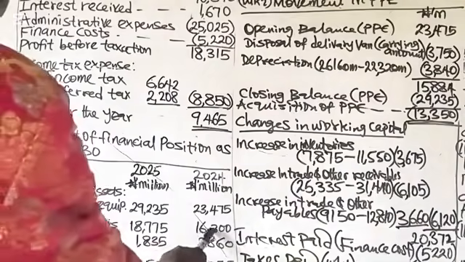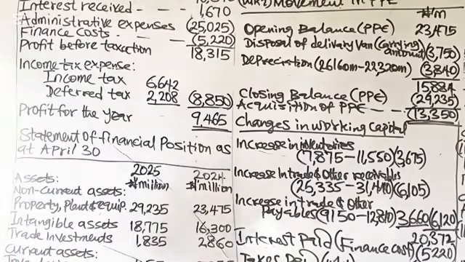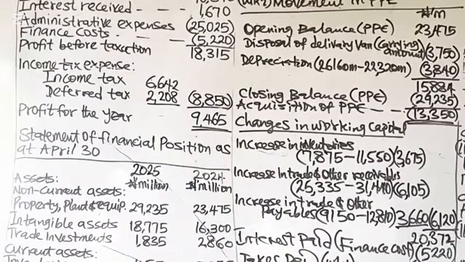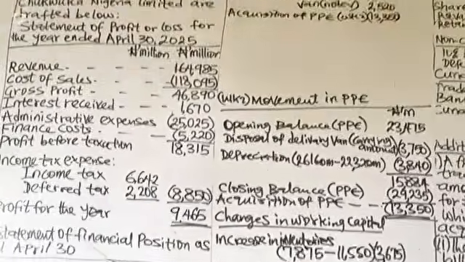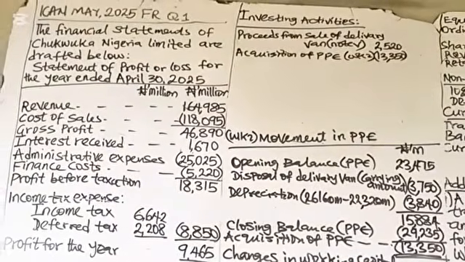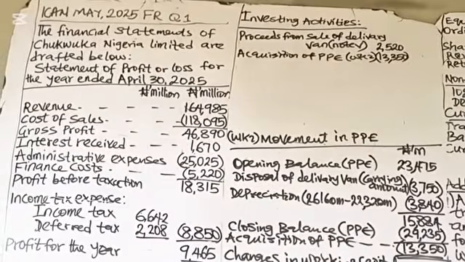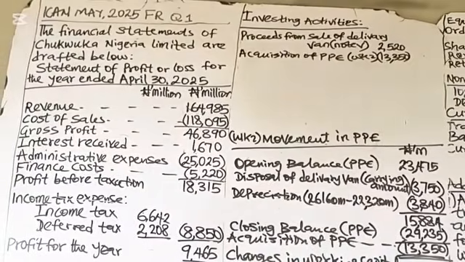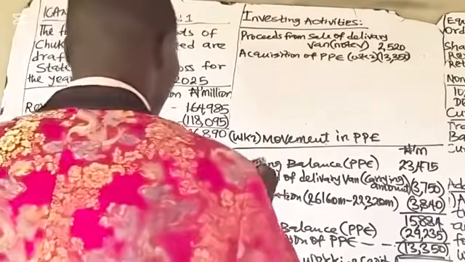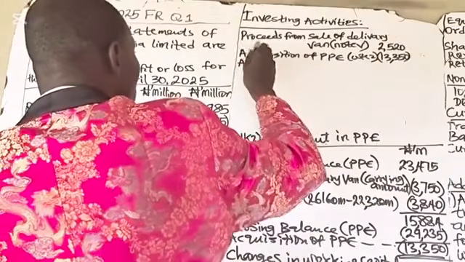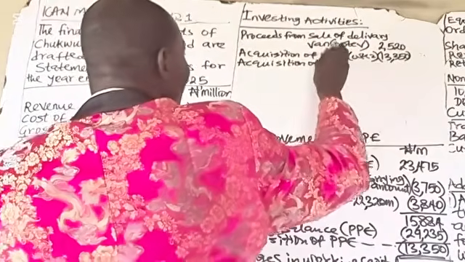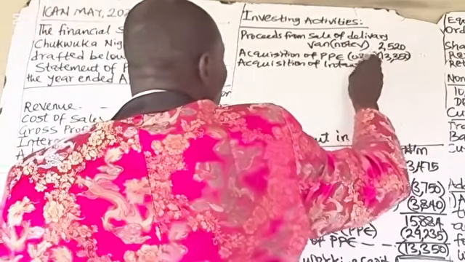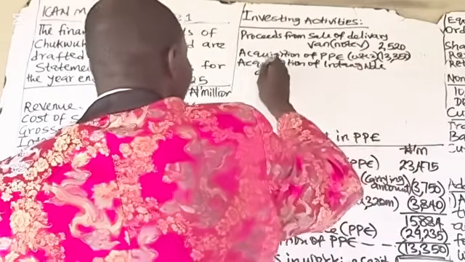Intangible assets. So the closing balance is greater. That means there is an acquisition. If you go through the note, there is nowhere we read any information about the intangible asset during the period. So since there is no note on that, the amount by which the closing balance exceeds the opening balance represents acquisition during the period. So we have acquisition of intangible assets.